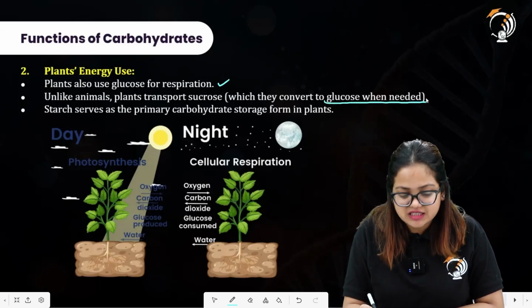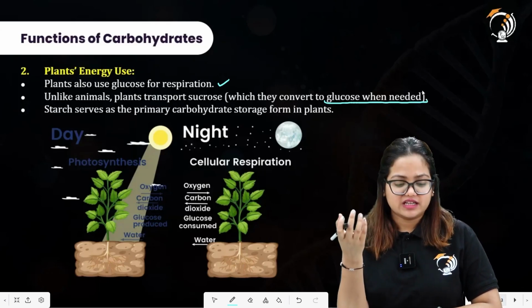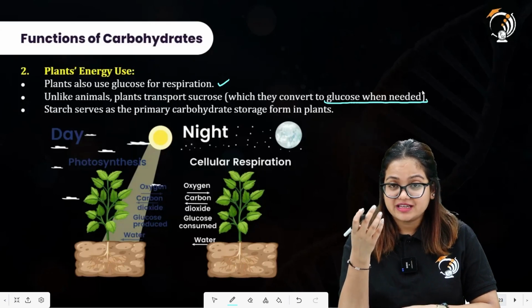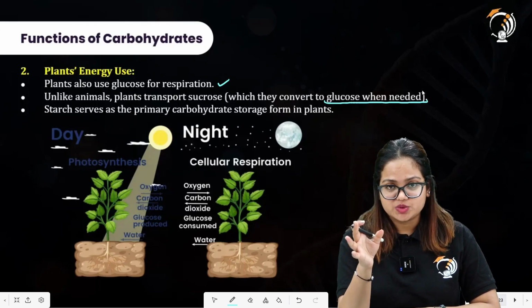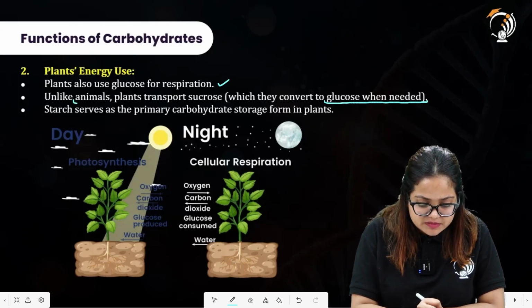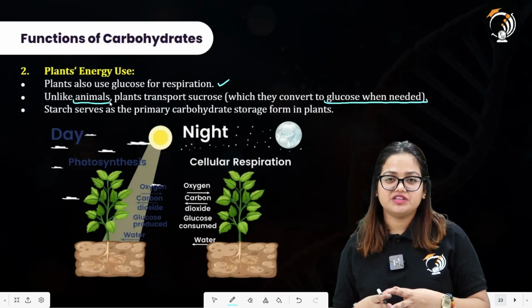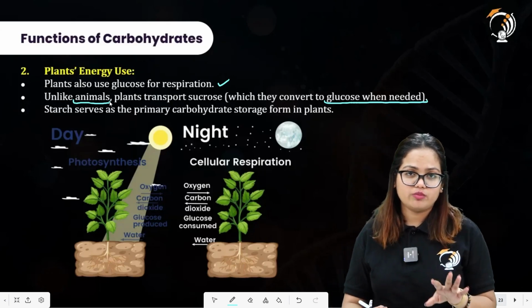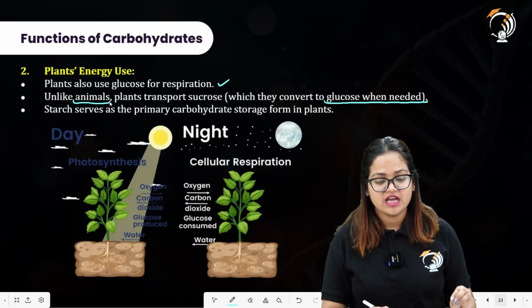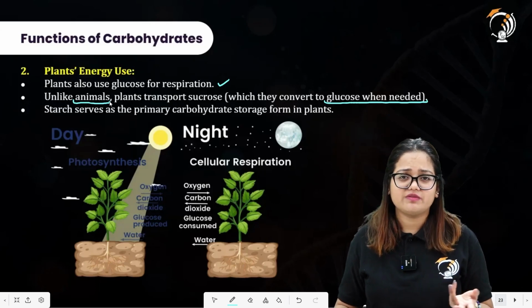So this is the type of carbohydrate that is transported in the plants whenever we are talking about plants only. In animals, the carbohydrate was in the form of glucose that was transported in the bloodstream, whereas in plants there is another form of carbohydrate, that is sucrose, which is then converted to glucose whenever the plants require it.